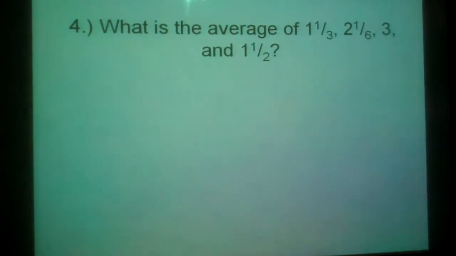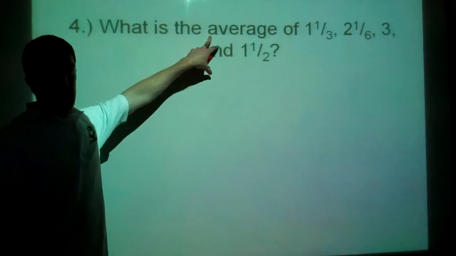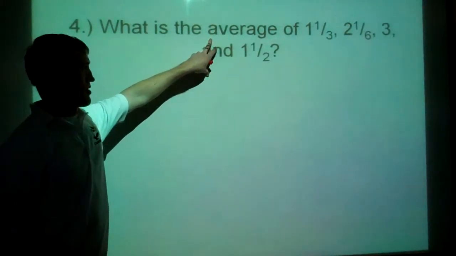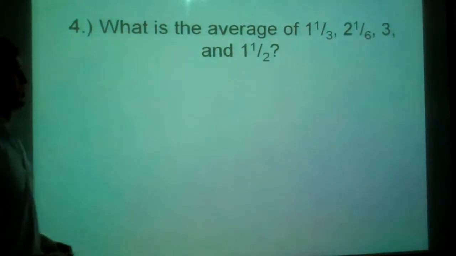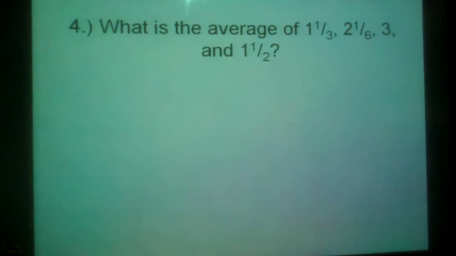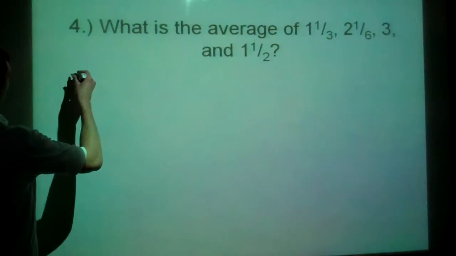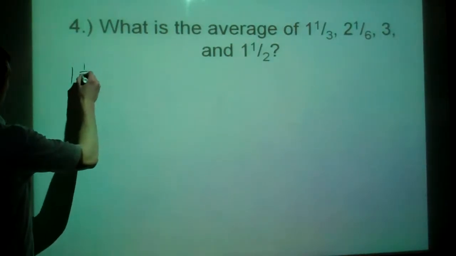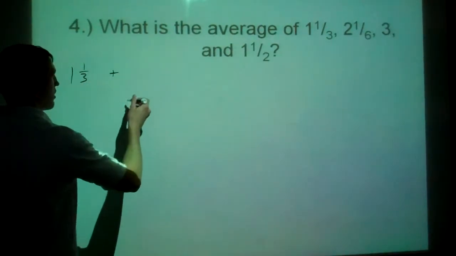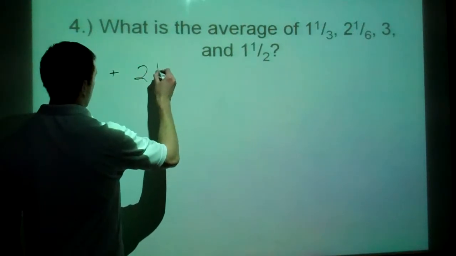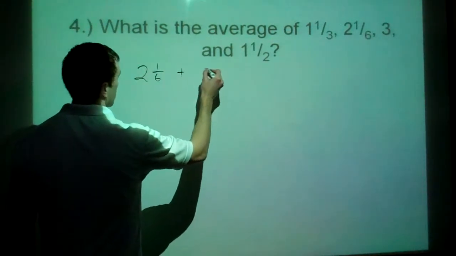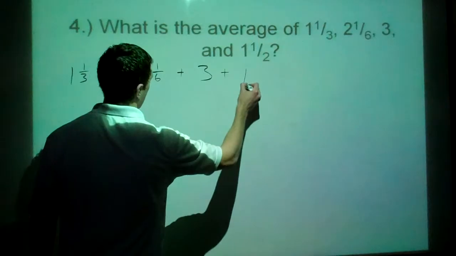Alright, number 4. What is the average of 1 1/3, 2 1/6, 3, and 1 1/2? Alright, average is the same thing as the mean, where we add up all of our numbers and divide by how many there are. So we're going to add 4 numbers and then divide by 4, we should get our average. So we're going to do 1 1/3 plus 2 1/6 plus 3 plus 1 1/2.